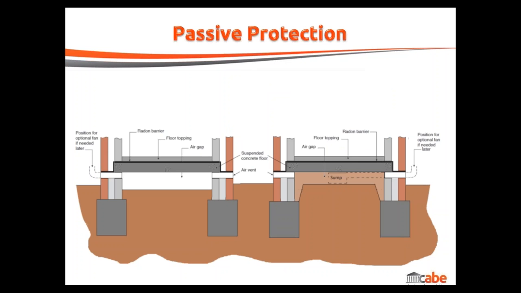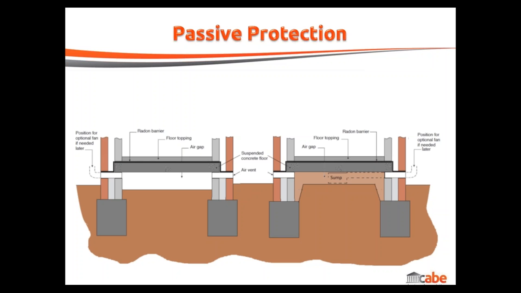So the sort of thing we're looking at is a continuous barrier right the way across the cavity, stepped down to form a cavity tray at the external wall. Care has to be taken at junctions, particularly at corners where we end up with fittings that have to work. So you'll find that manufacturers will make purpose-made corner fittings so that we can end up with a decent seal at those points. And then either a void beneath the slab or a granular fill with a sump, which either vent to outside or at some stage can have a pump fitted to them.